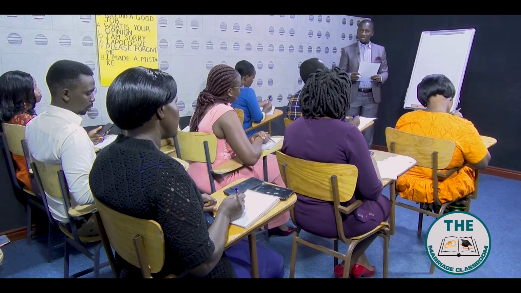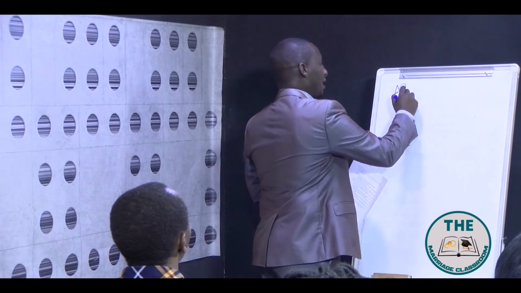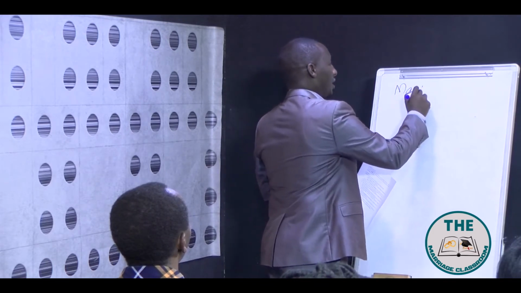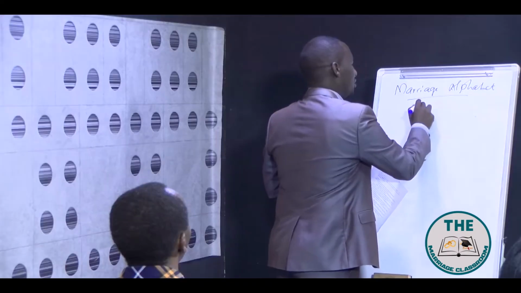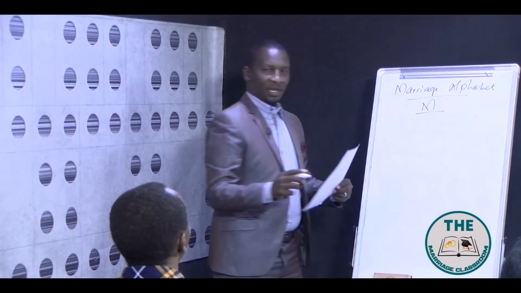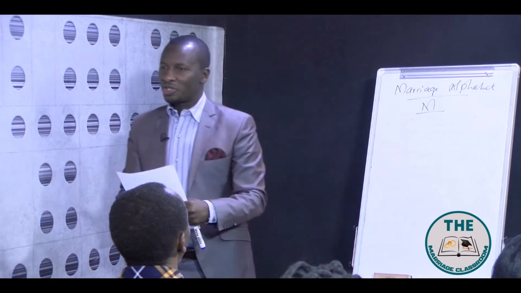Today we are going to see alphabet M. So we are looking at marriage alphabets. What can we use as an action verb for alphabet M?